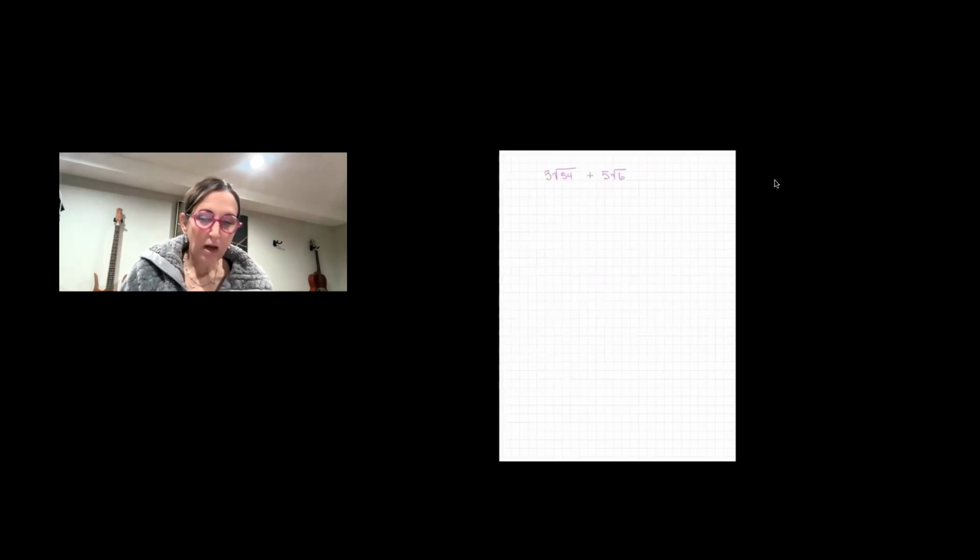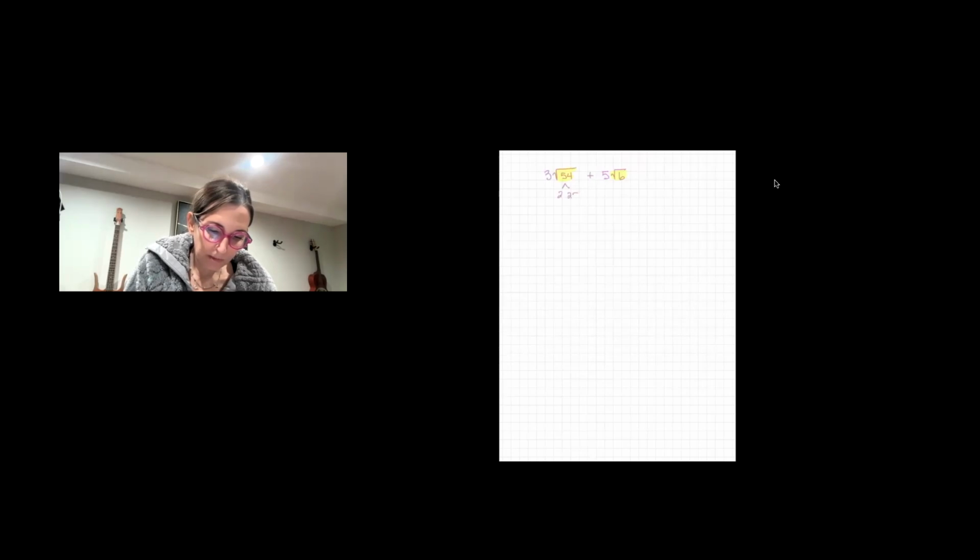Next up, I'm going to look at adding and subtracting radicals. So it sort of works like a variable. You can only combine radical expressions if the radical part matches exactly. But here I have the square root of 54 and the square root of 6. Obviously, they do not match. However, 54 can be simplified. So let's break that down.